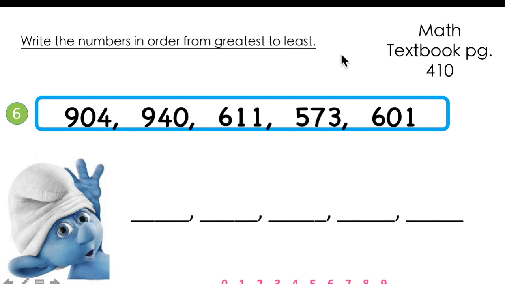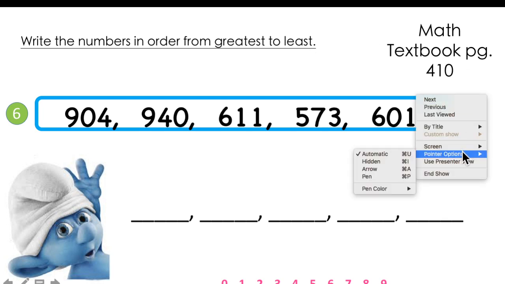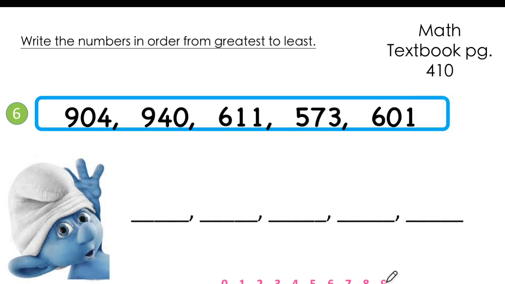Great. Now be careful. We're going to order from greatest to the least. That means we're moving from the greatest number to the least number. Circle the hundreds first. 9, and again we have 9. And here we have 6, and we have 5, and we have 6 again. Let's order them from greatest to the least.